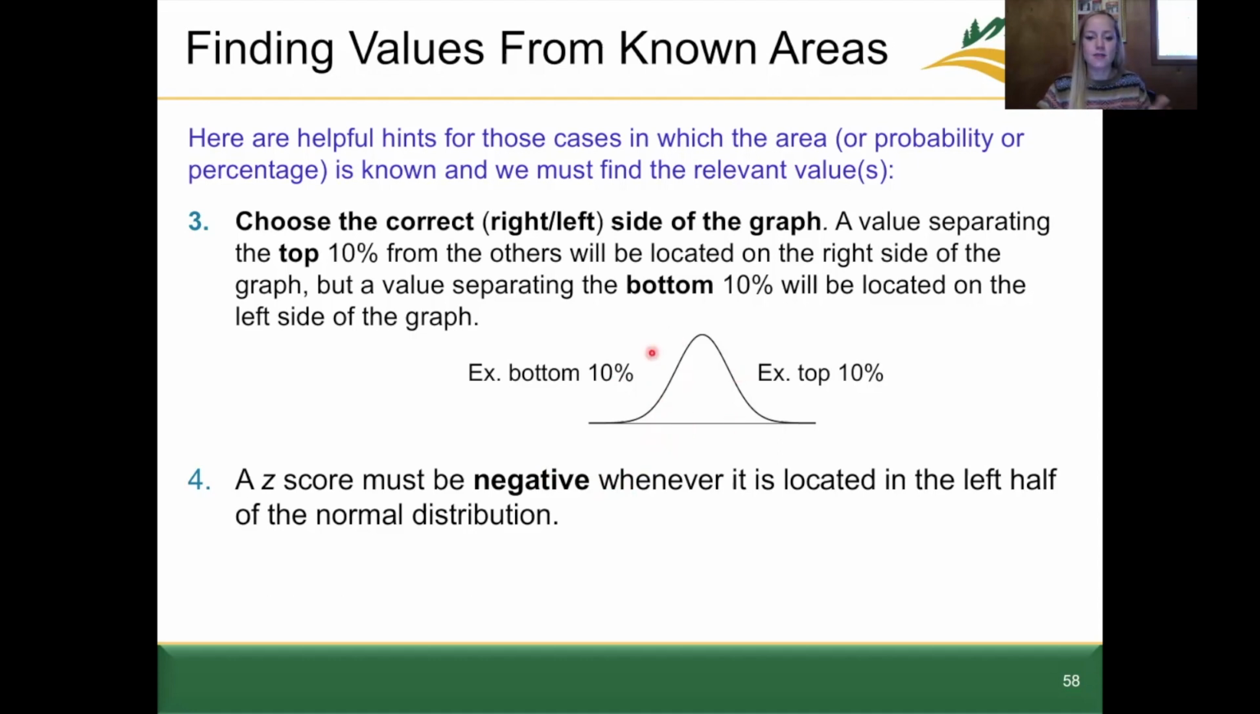So negative z-scores will be to the left of this maximum point on the curve, and z-scores that are positive will be on the right-hand side.